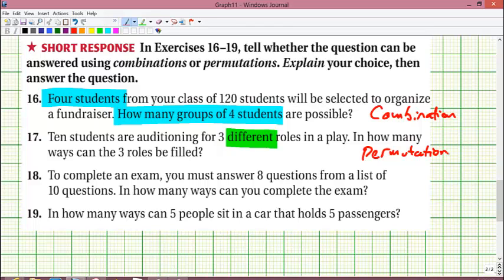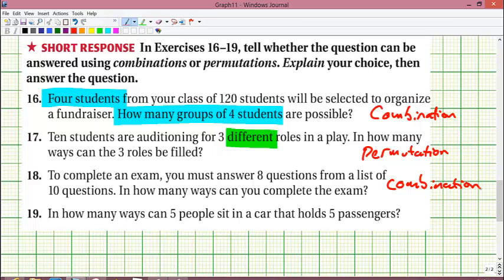18, to complete an exam, you must answer 8 questions from a list of 10. In how many ways can you complete the exam? Now, here, is order important? Yes or no? Well, I think the answer is no. It doesn't matter which question you complete first. It's just a random sample of 8 questions. So I think here we're going to say order is not important, so combination.